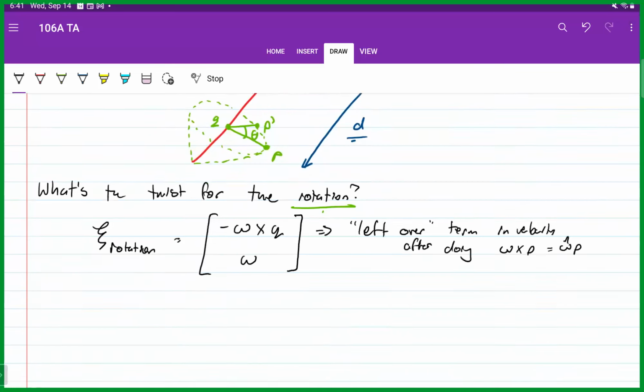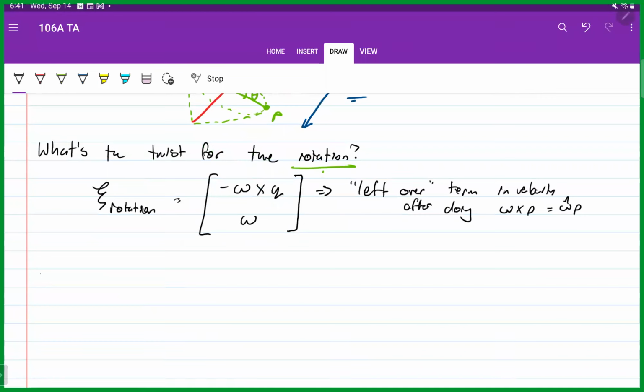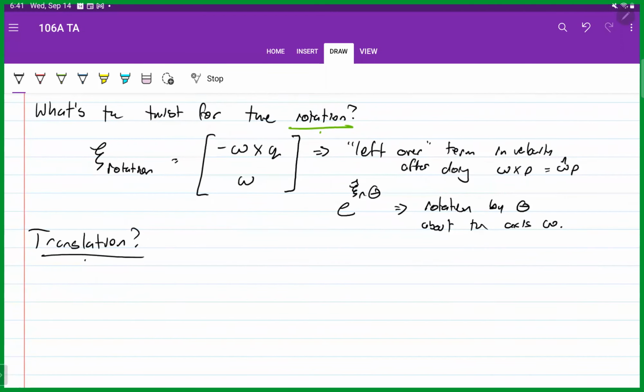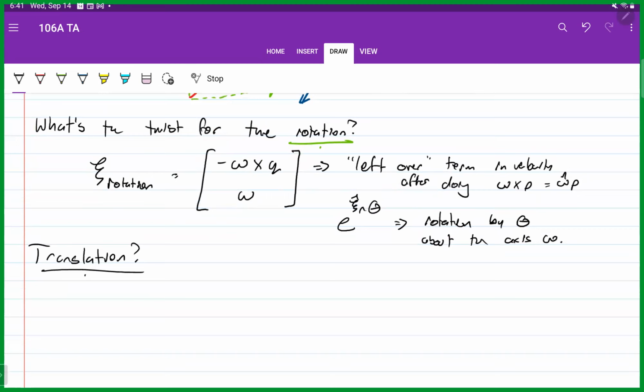Now, how do we deal with the translation? Well, this is where we run into a problem. If we have e to the xi hat rotation times our angle of rotation, sure, that gives us rotation by theta about the axis omega. But if we just do what we had done before, where we have this unit vector v, so xi translation equals v and 0, and we just point it in the direction where we want to go. We say v is a unit vector pointing in the direction of omega. I'm just going to multiply it by this theta and it's going to work out.